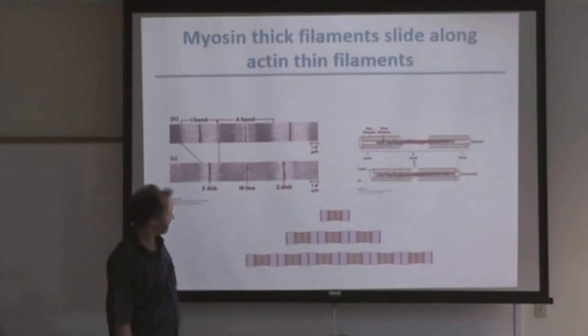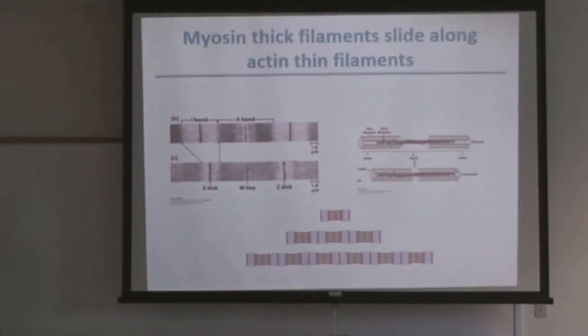Oh, this isn't working. It should be contracting here, but it's not.